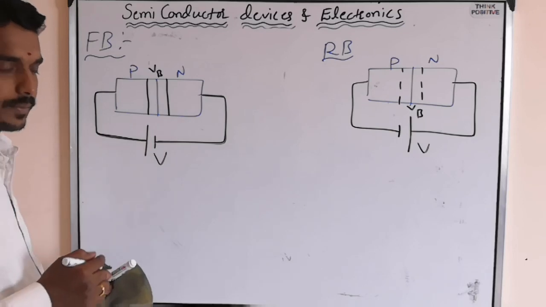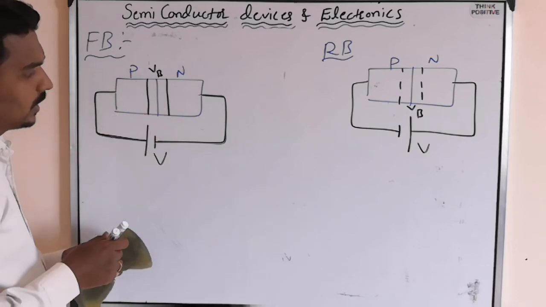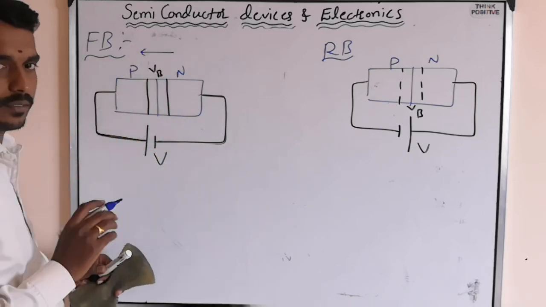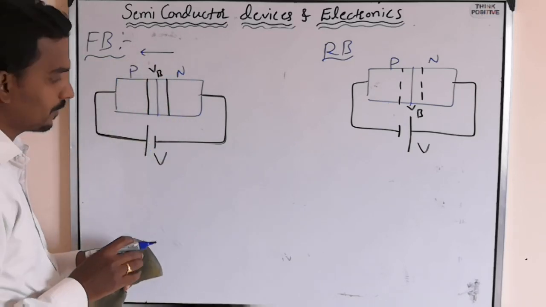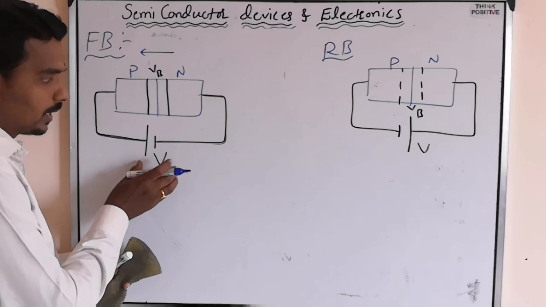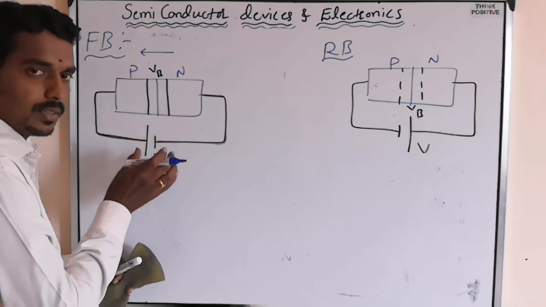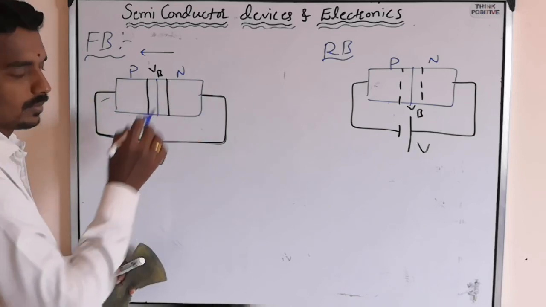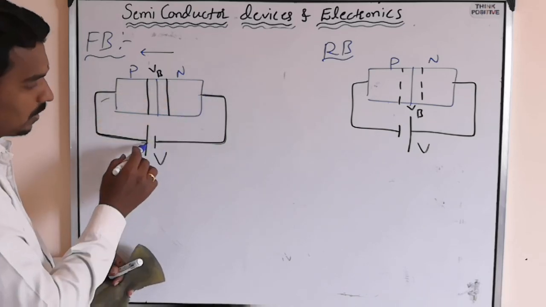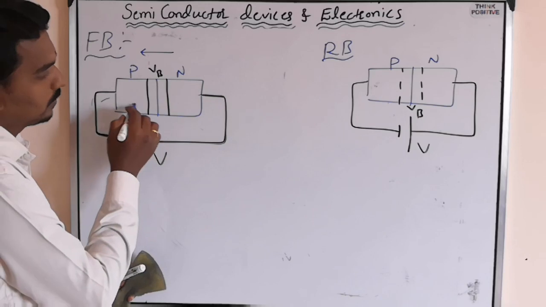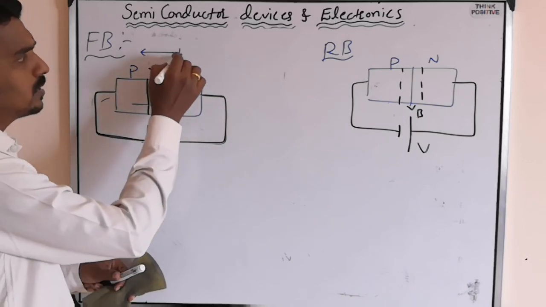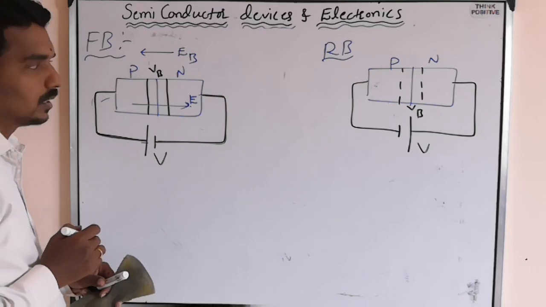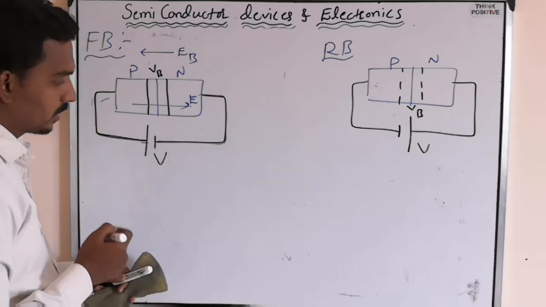Let's take this first. See, the barrier field is this way, N to P, as we have seen in the last class. But the external field you are applying with the help of a source, a battery, is from positive to negative, which means from P to N. So this is the barrier field, this is the external field. Both are in opposite directions.